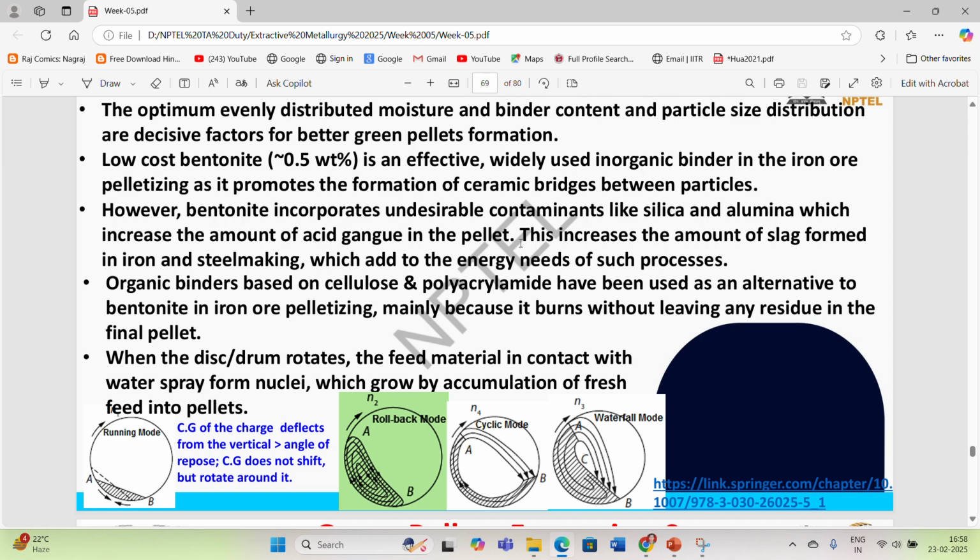However, bentonite incorporates undesirable contaminants like silica and alumina, which increase the amount of acid gangue in the pellet material. This increases the amount of slag formed in iron and steel making processes, which adds to the energy needs of such processes. So instead of bentonite, some people are going with organic binders based on cellulose and polyacrylamide, which are used as an alternative to bentonite in iron ore pelletizing, mainly because they burn without leaving any residue in the final pellet.